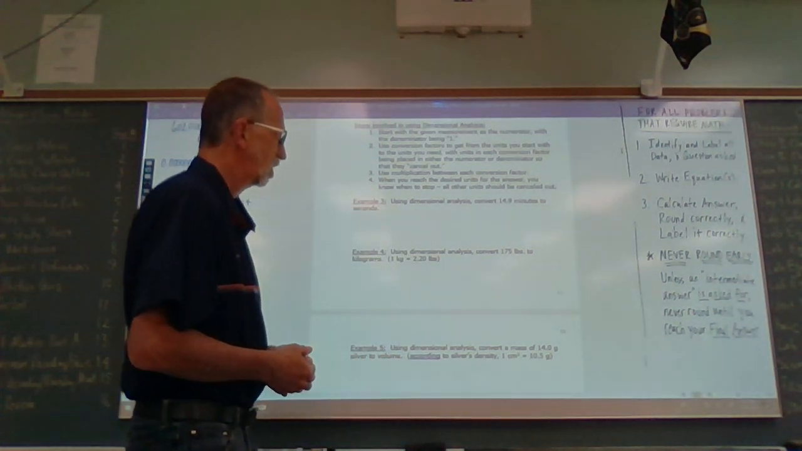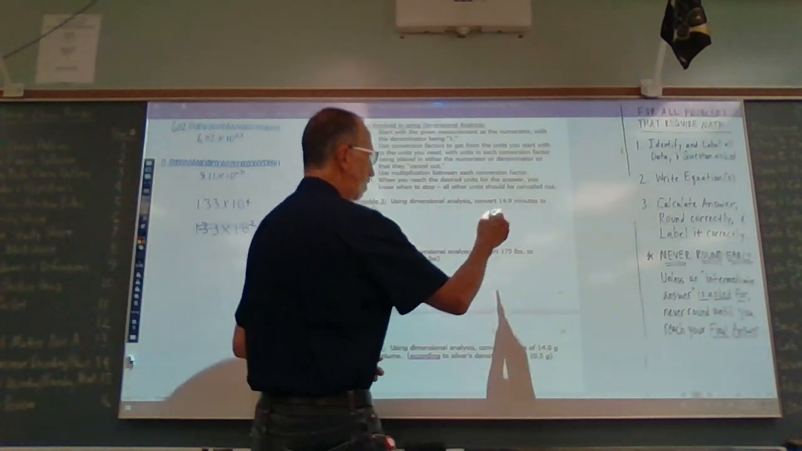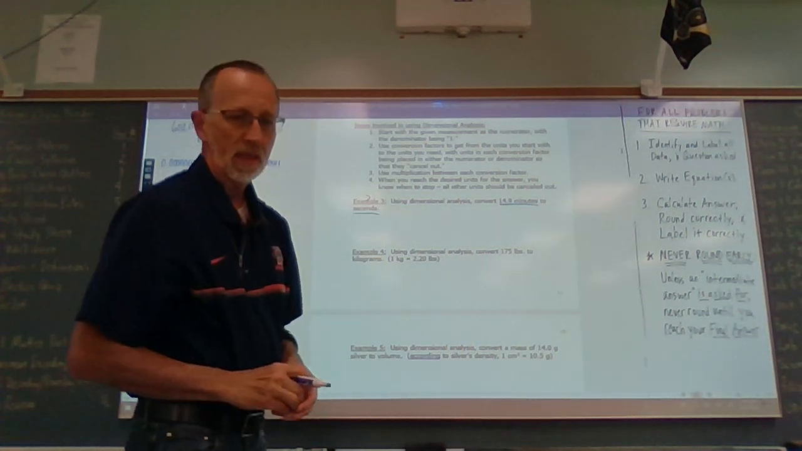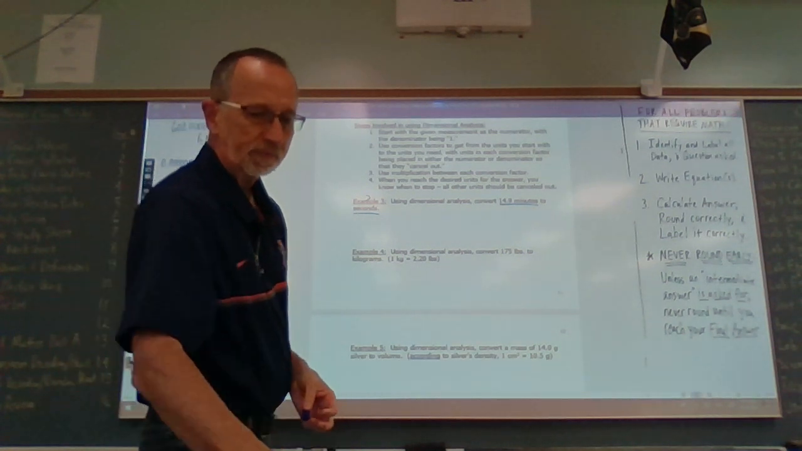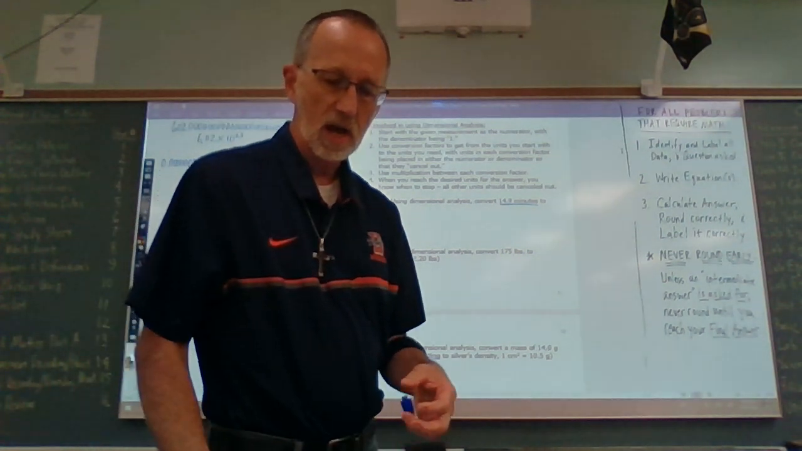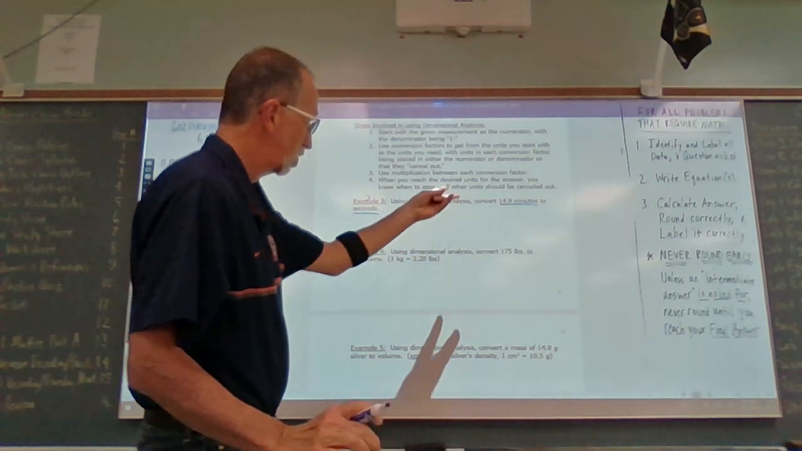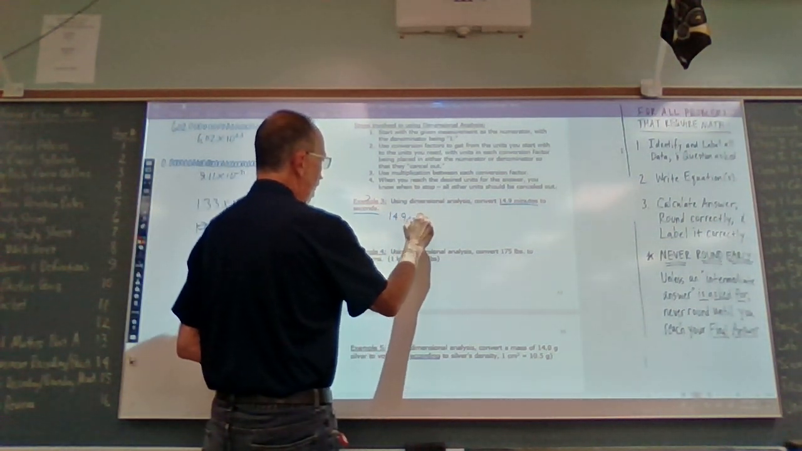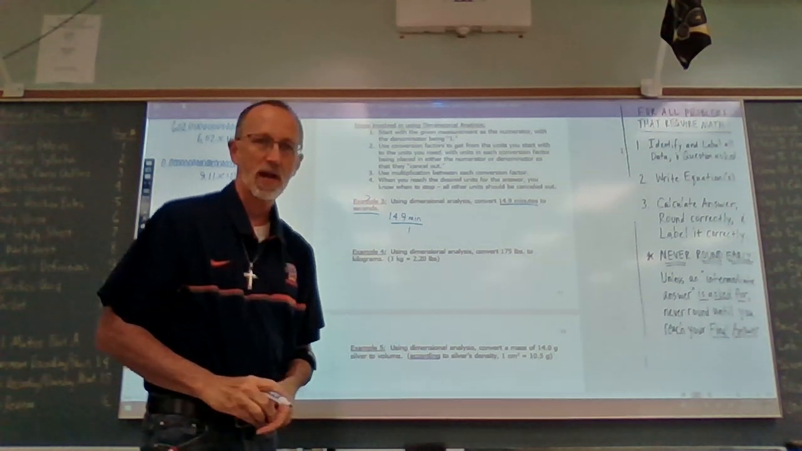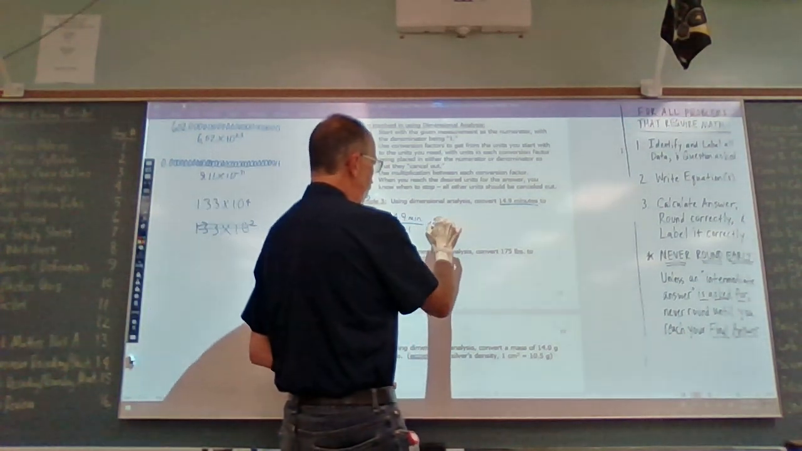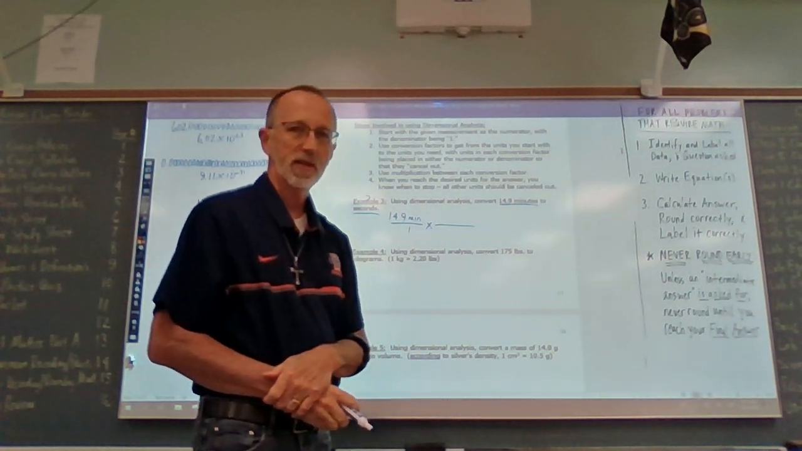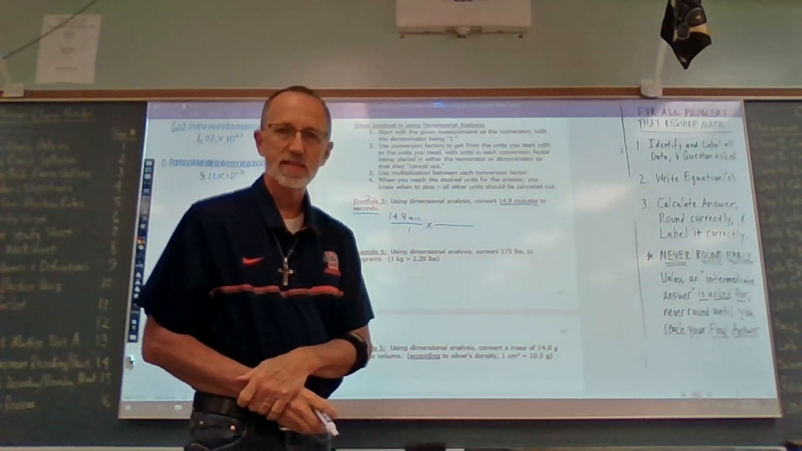So the first one, using dimensional analysis, convert 14.9 minutes to seconds. All right. So we're going to take our original measure, our original info, 14.9 minutes, and put it over 1. Then we're going to find a conversion factor that relates minutes and seconds. Well, I think you probably know that. There are 60 seconds in a minute.